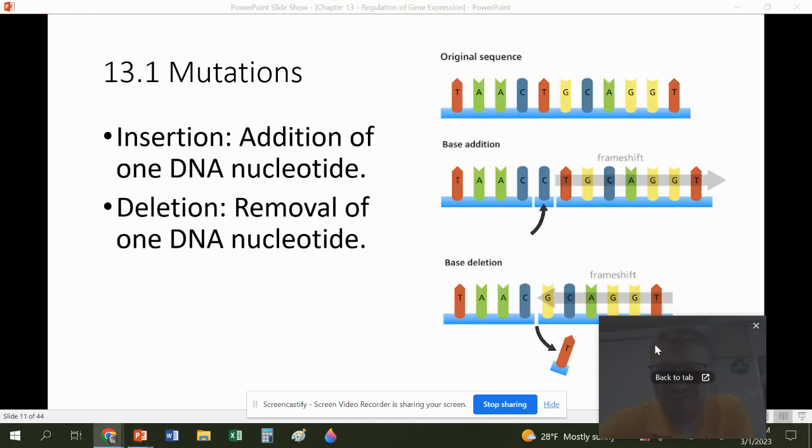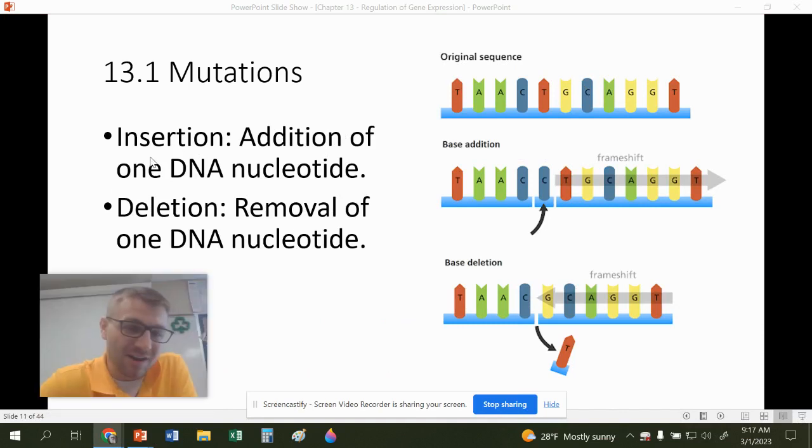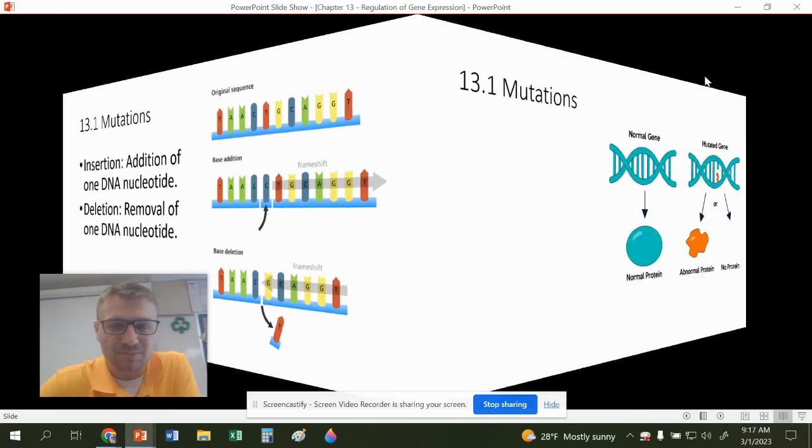So the two different types of frame shift mutations, I'm smiling because they are exactly what they sound like. Insertion, you add a nucleotide. Deletion, you remove a nucleotide. And again, this just changes the codon sequence, which changes all the amino acids, which is going to dramatically affect the protein structure.